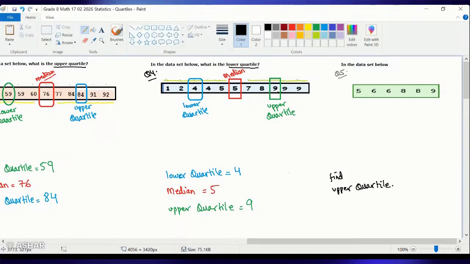How many values do we have over here? 1, 2, 3, 4, 5, 6 values over here, right? So out of the 6 values, we can say this can be divided into 2 equal segments, right? We can say we have 3 values on the left side and we have 3 values on the right side. If we need to find the upper quartile, we pick the middlemost value from the upper side. That means the upper quartile for this question comes out to be 8.